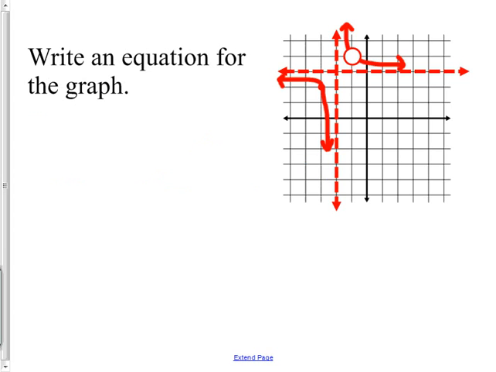All right. Here's one. Write an equation for this graph. Give this one a shot. You'll have these kinds of questions on the test.